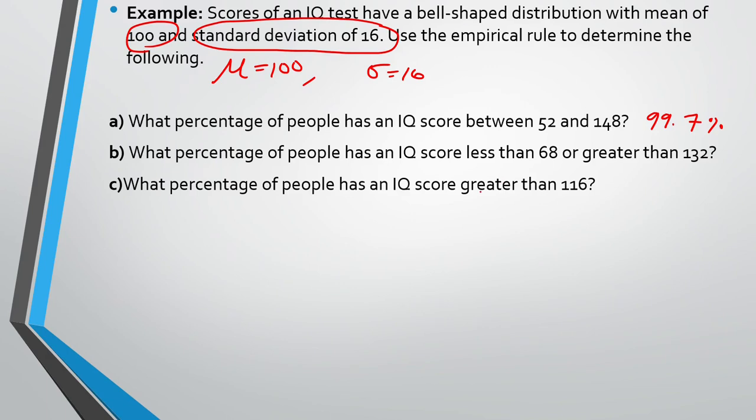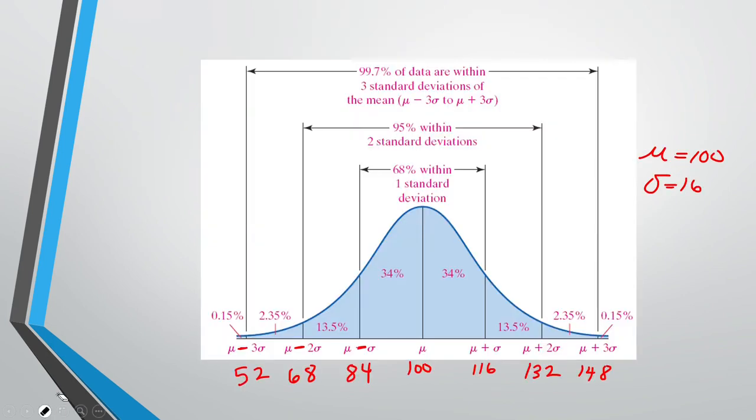Part B, what percentage of people has an IQ score less than 68 or greater than 132? We know that's 5%. Part C, what percentage of people has an IQ score greater than 116? For this problem, we'll look at the picture again.